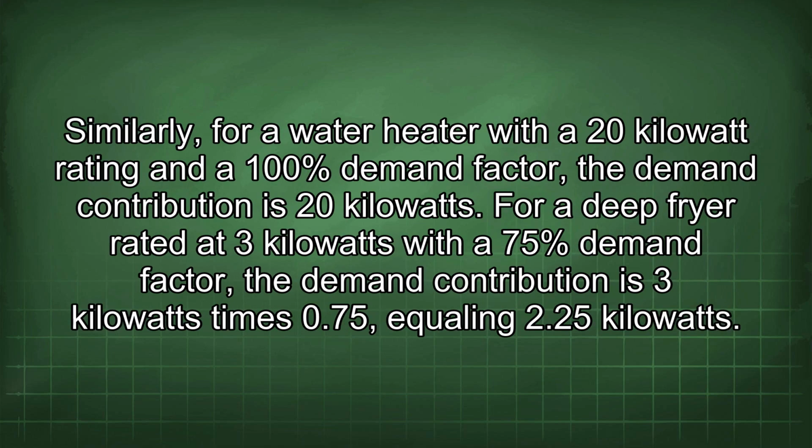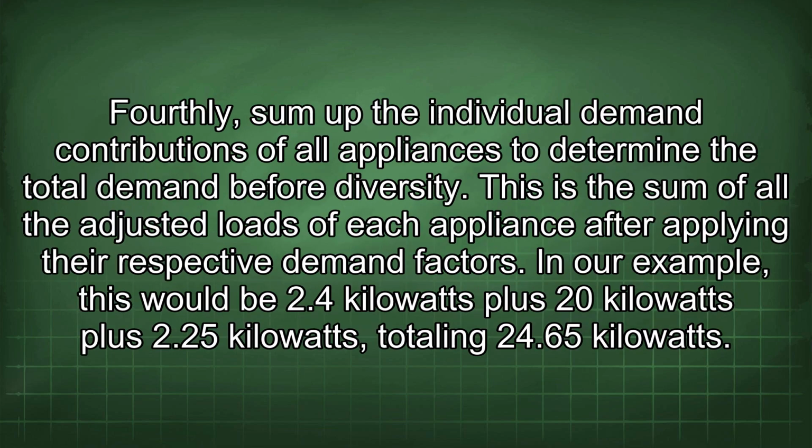Similarly, for a water heater with a 20 kilowatt rating and a 100% demand factor, the demand contribution is 20 kilowatts. For a deep fryer rated at 3 kilowatts with a 75% demand factor, the demand contribution is 3 kilowatts times 0.75, equaling 2.25 kilowatts. Fourthly, sum up the individual demand contributions of all appliances to determine the total demand before diversity. This is the sum of all the adjusted loads of each appliance after applying their respective demand factors. In our example, this would be 2.4 kilowatts plus 20 kilowatts plus 2.25 kilowatts, totaling 24.65 kilowatts.